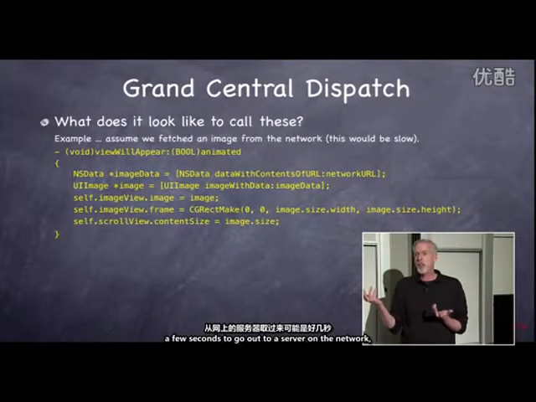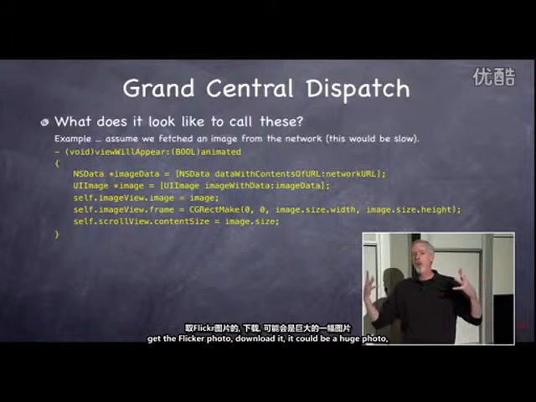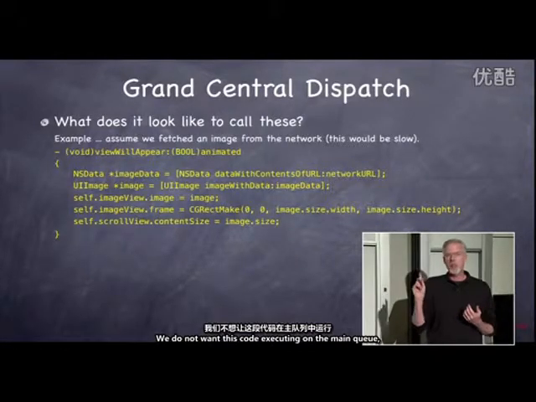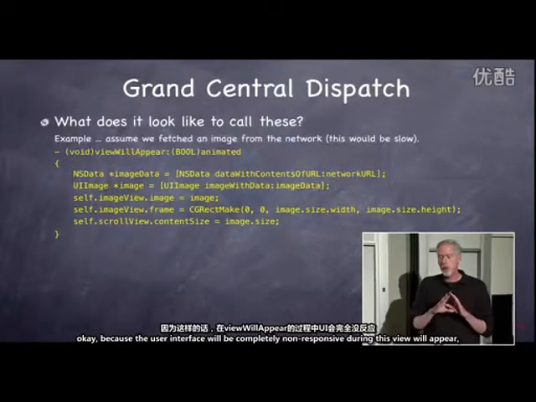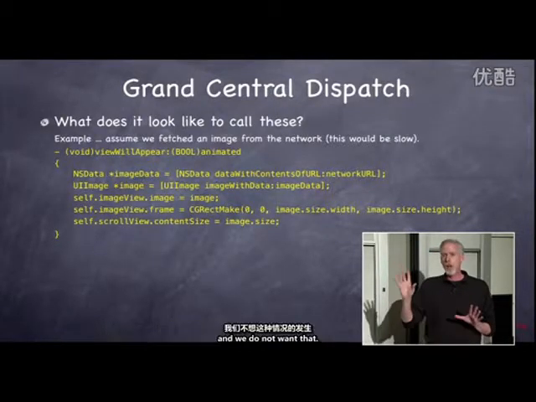So that data with contents of URL method could take a long time. It could take a few seconds to go out to a server on the network and download the Flickr photo. It could be a huge photo. That could take a long time. We do not want this code executing on the main queue, okay? Because the user interface will be completely non-responsive, and we do not want that.